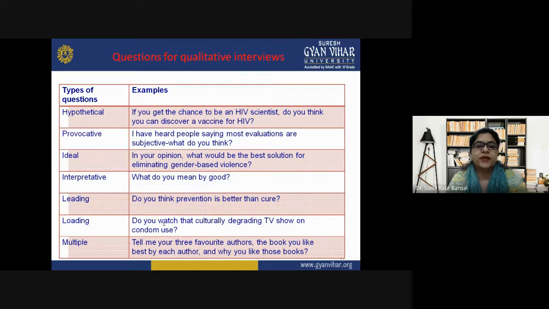Then provocative. A provocative question is one like this, you can see the example: I have heard people saying most evaluations are subjective. What do you think? Then ideal questions. In your opinion, what would be the best solution for eliminating gender-based violence? Then interpretative. What do you mean by good? Just give me the definition of good. So this is a qualitative type of question during interviews.